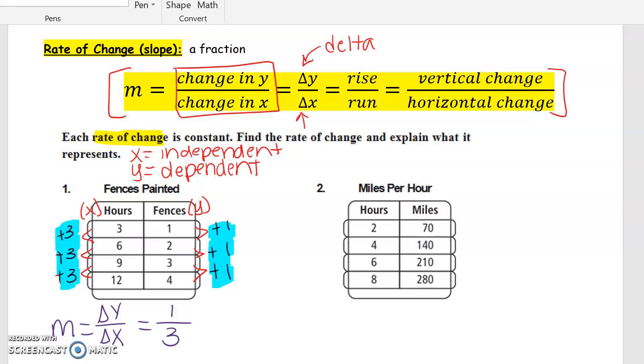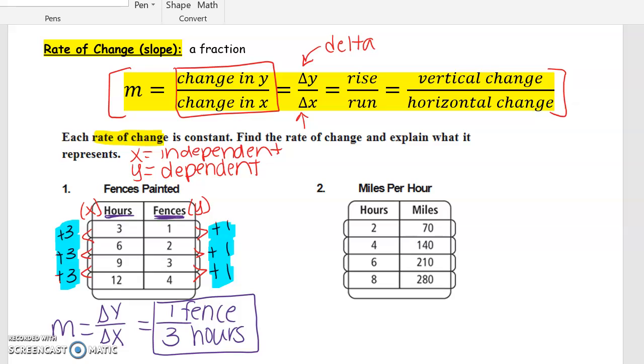But now in this situation, we have actual variables that we want to write in, because this 1 and this 3 mean something. The 1 is our y value, which stands for fences, so I am painting 1 fence. Every 3, my x value was hours, so 1 fence every 3 hours. We want to make sure that you guys include values when they're given.